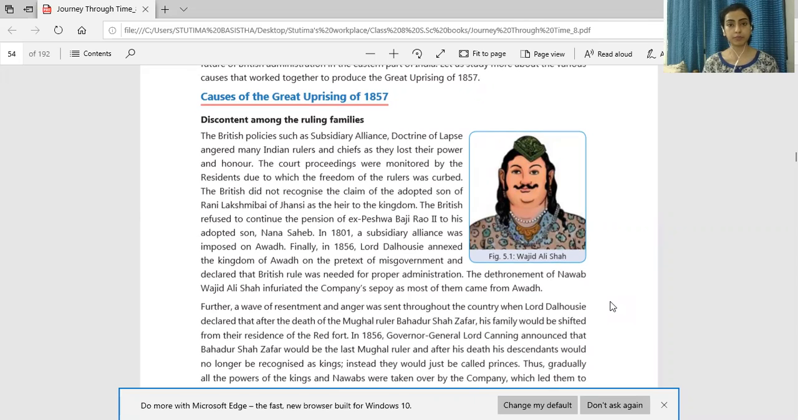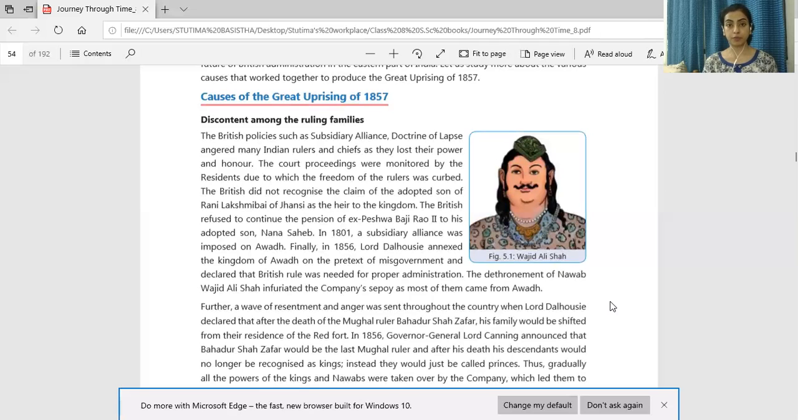So what was the subsidiary alliance? The subsidiary alliance said that the ruler has to enter into an agreement with the British, and in return the British will provide protection to the rulers from any kind of attack from an enemy. And when any Indian ruler signed the subsidiary alliance, the ruler had to give up almost all of his freedom, right? If you can remember.